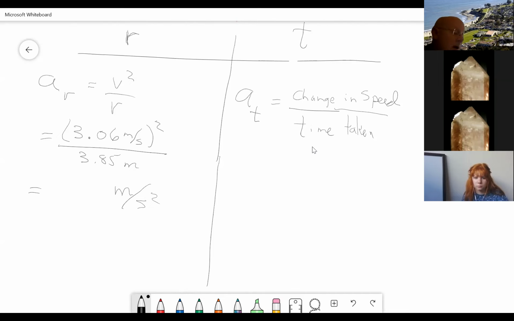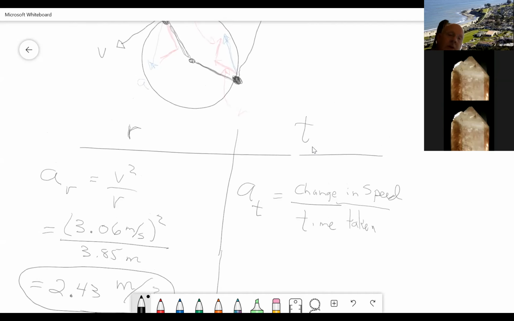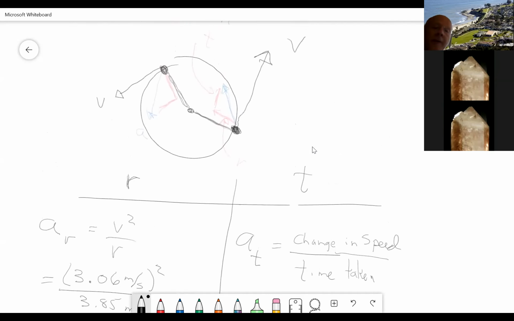And then grabbing my calculator, 3.06 squared divided by 3.85 comes out to be 2.43 meters per second squared. So that would be, if I come back up to this picture, this component here.